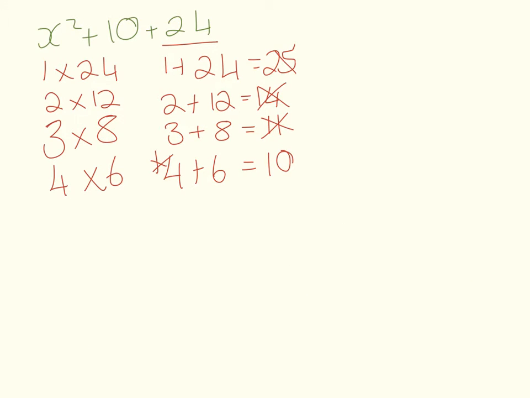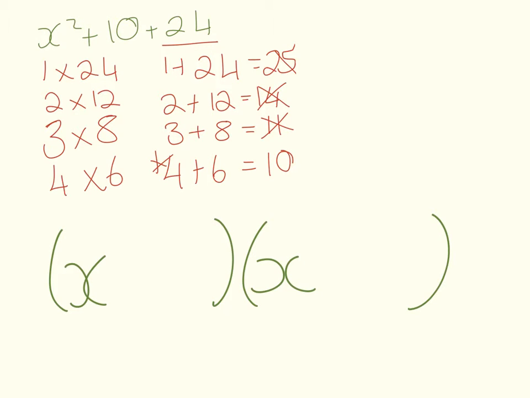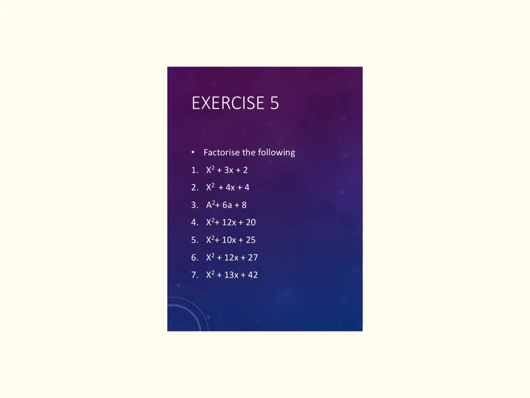I'm now going to put together all of this information. Again, I open up my two sets of brackets and I include the x term at either end in order to get my x squared. I can include plus signs to make sure that all of my signs are correct, and I then include my factors of 4 and 6. Now pause the video while you attempt exercise 5.